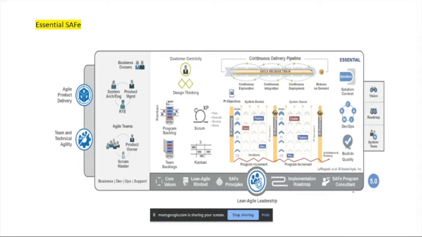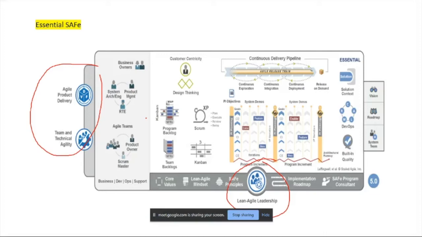In Essential SAFe, as you can see, some of the competencies that we talked about are already here, and this one will always be common. When you implement Essential, it requires only these 2 competencies. The Essential SAFe configuration is the basic building block for all SAFe configurations and is the simplest starting point for implementations. It is built on the principles and practices found in the Lean-Agile Leadership competency, the Team and Technical Agility competency, and the Agile Product Delivery competency.